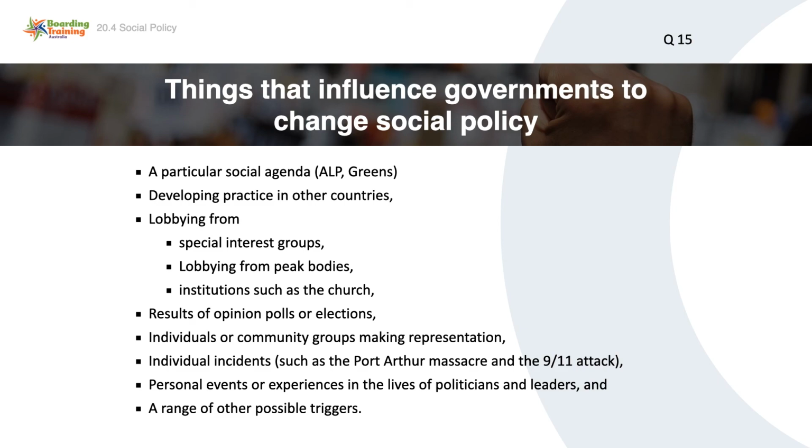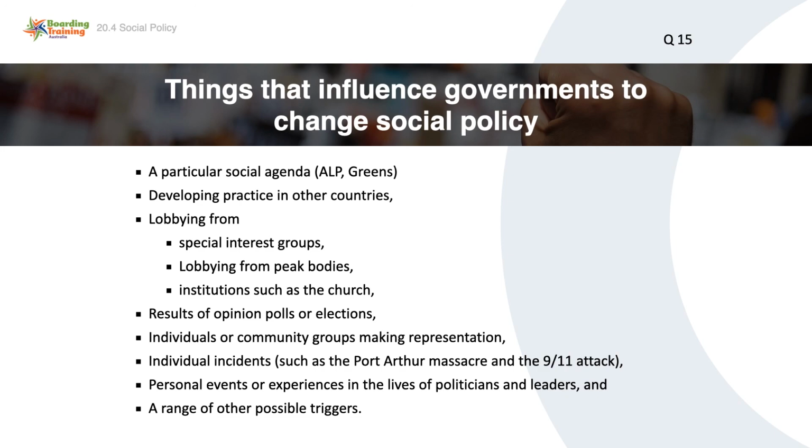There are some things that influence governments to change social policy, and this will help you with question 15. It could be a particular social agenda, like the ALP or the Greens. They have a particular social agenda. It might be developing practice in other countries. It could be lobbying from special interest groups, peak bodies, the church, groups such as that. It could be the results of opinion polls or elections, and we certainly saw that around the Rudd-Gillard-Rudd era. It could be individuals or community groups making representation.